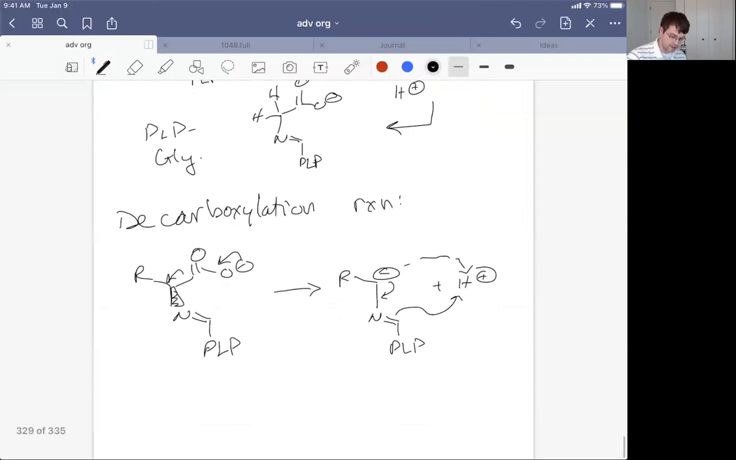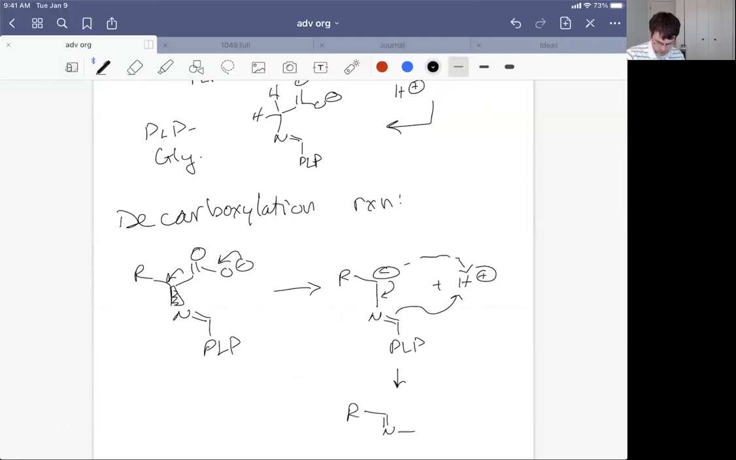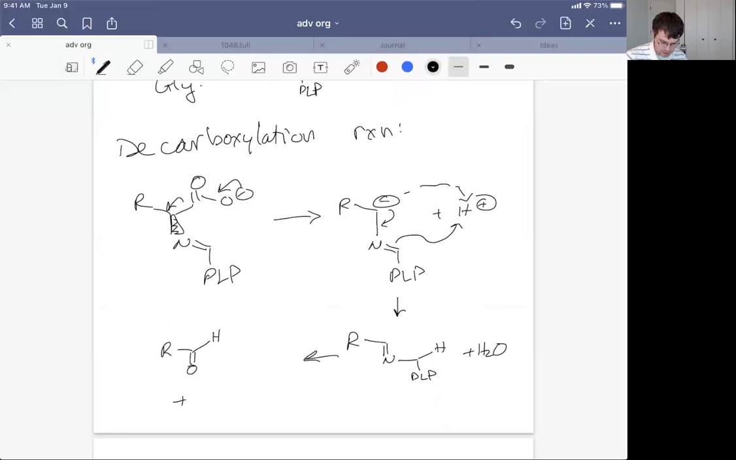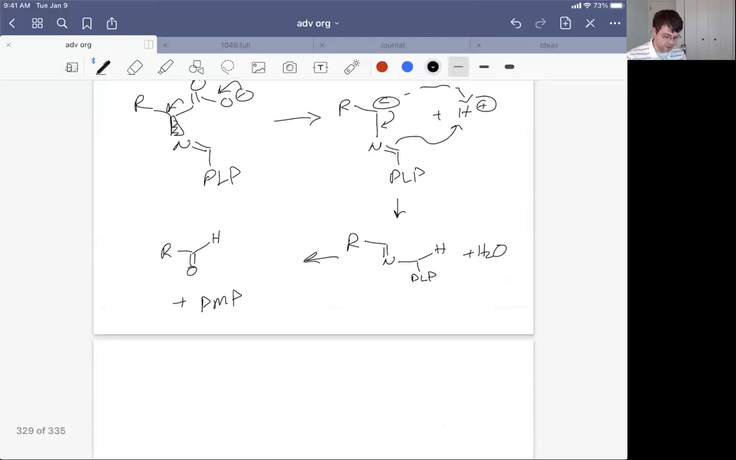If we do the latter, we get a new sort of imine that we could react with water to form an aldehyde. Pretty cool. It's all very cool. And the byproduct there is that pyridoxamine phosphate that we talked about, the first intermediate in the transamination, that we need to then react with alpha ketoglutarate to regenerate our PLP adduct to the enzyme active site.